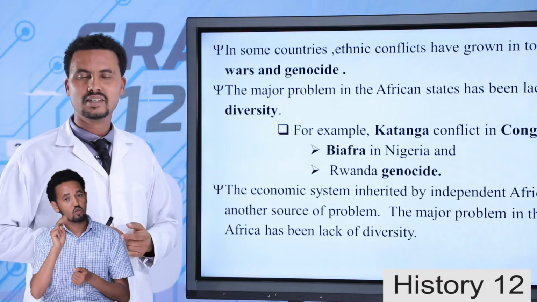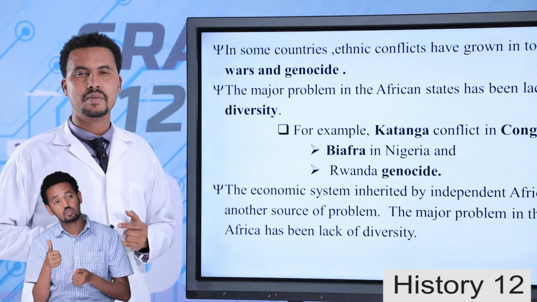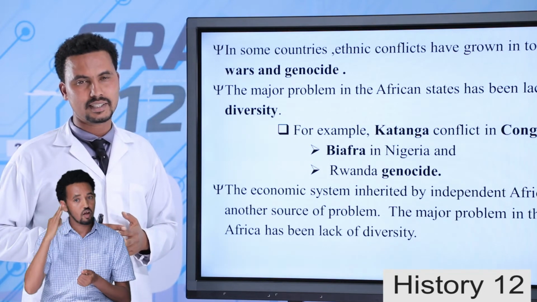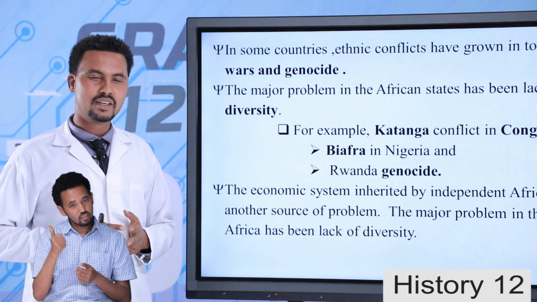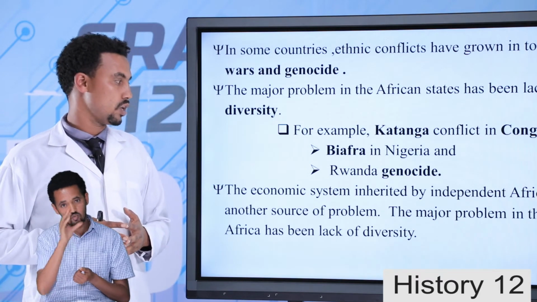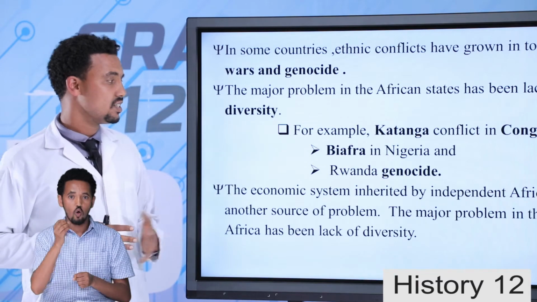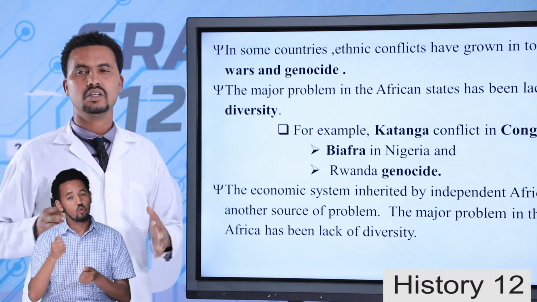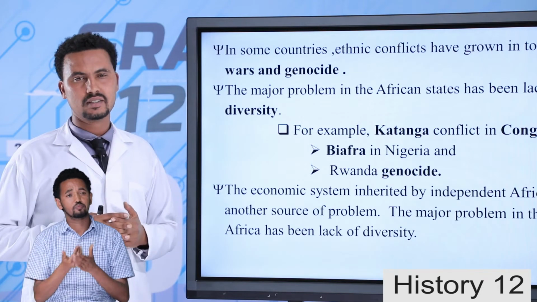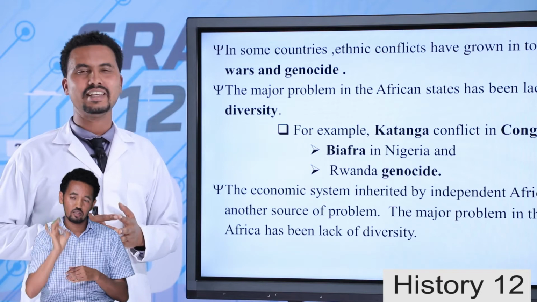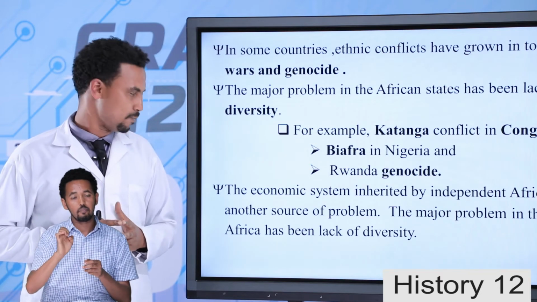The other one, Biafra, in the western part of Africa, in Nigeria and other states. It was solved by the African organization, the OAU. The other one, the Rwandan genocide, the Hutu and Tutsi struggles. More than 800,000 people died in this ethnic conflict in Africa.